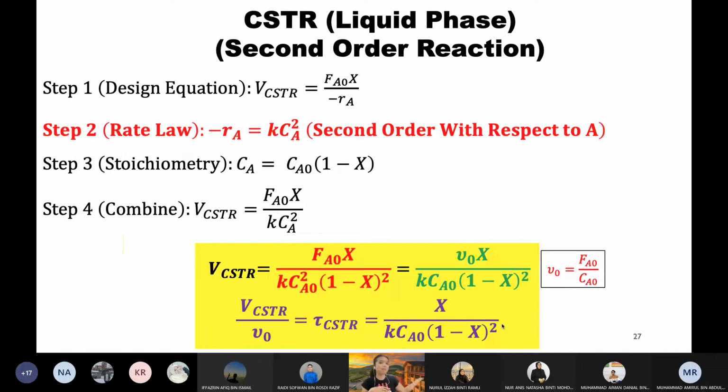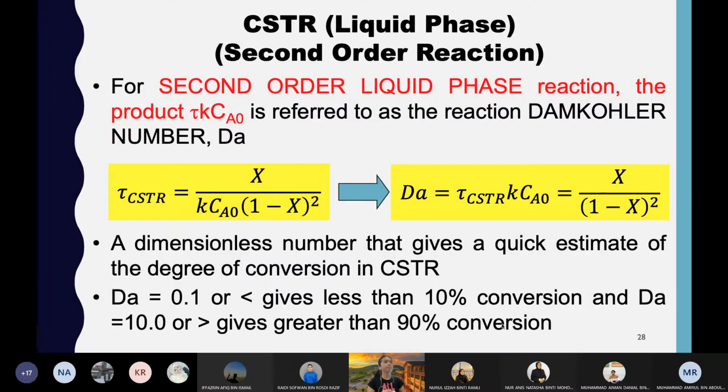Kenapa dia berubah completely? Sebab saya ubah satu je syarat dia, rate law. Dengan hanya menukar rate law pun equation dah bertukar dengan drastically. So that part yang kamu really kena ingat sebab kita ada banyak equation. Okay, now second order pun CSTR liquid, we have Damkohler number juga, tetapi pengiraan dia dah lain sikit.